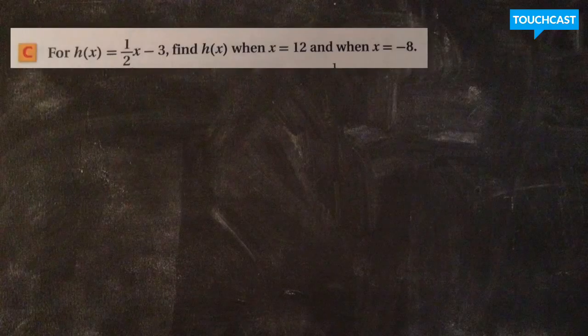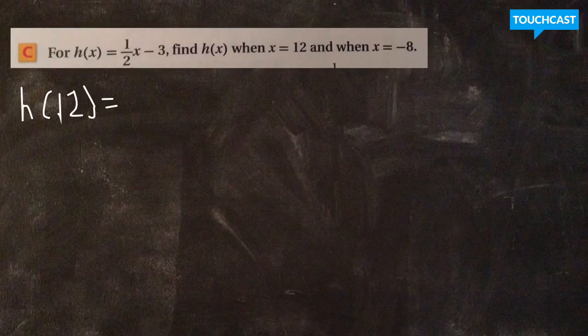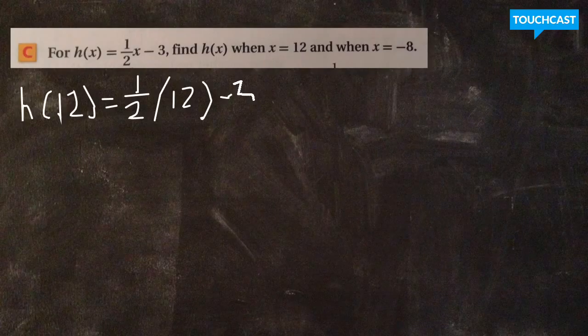Alright, we're going to take h of x equals 1/2 x minus 3 and find out what h of x equals when x is 12 and when x is negative 8. So let's start with h of 12 when x is 12. So h of 12 is equal to 1/2. Wherever there's an x, we're going to substitute in a 12. So 1/2 of 12 minus 3.